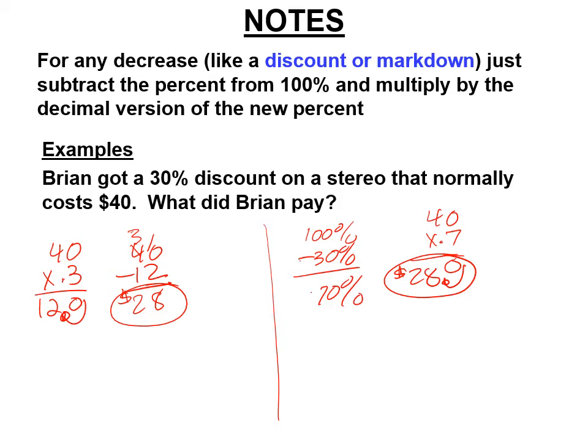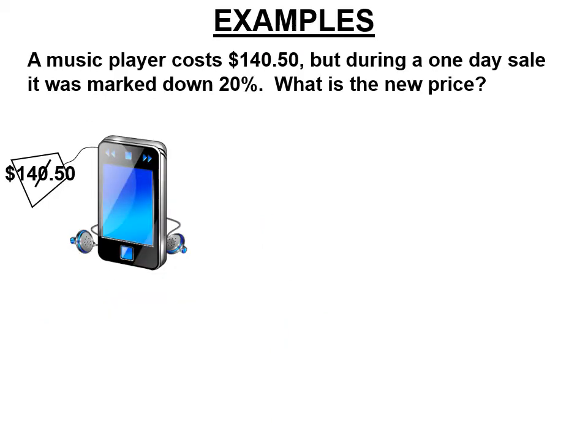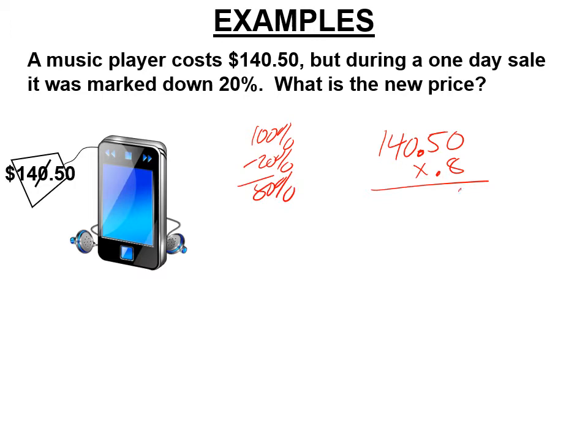Percent decrease. A music player costs $140.50, but during a one-day sale, it was marked down 20%. What is the new price, right? So the new price, if it's 20% off, is at 80%. So we just have to multiply by 0.8. All right, 100% minus 20% is 80%. So 8 times 5 is 40. 8 times 0 is 0, plus 4 is 4. 8 times 4 is 32. 8 times 1 is 8, plus 3 is 11.